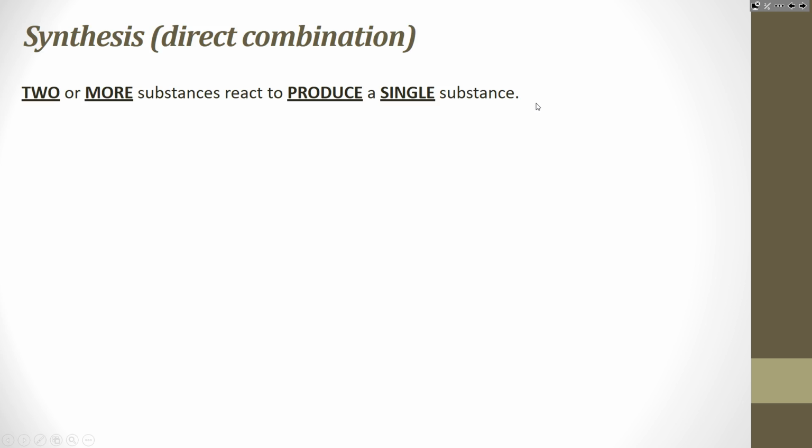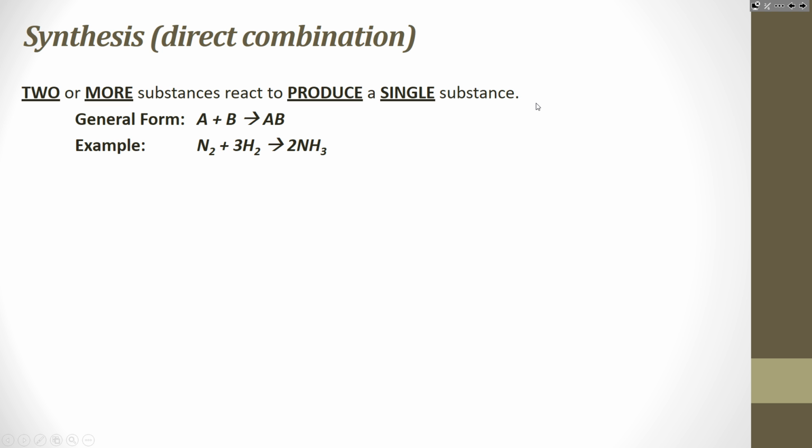So we'll start off with synthesis. Synthesis means you're just combining things. You're synthesizing, you're making something from a couple of things. We can also call it direct combination. So this is where you take 2 or more things and you combine them to make one thing. The general form would look like this: A and B makes AB, so the A and B get together. Here's an example. Nitrogen and hydrogen gas get together and make NH3.